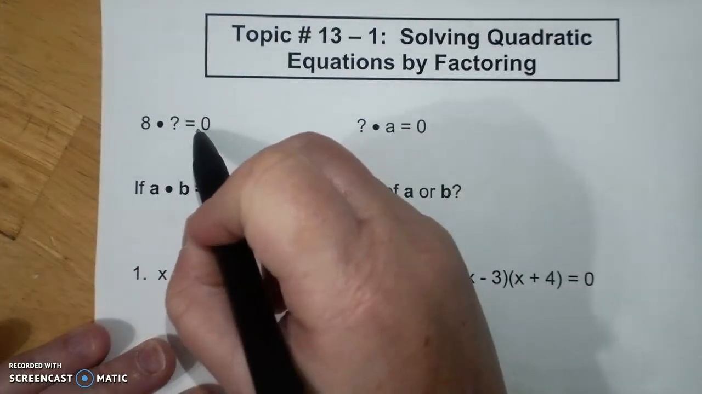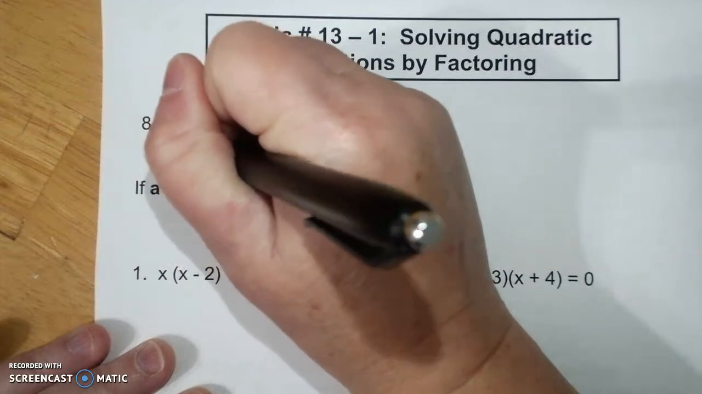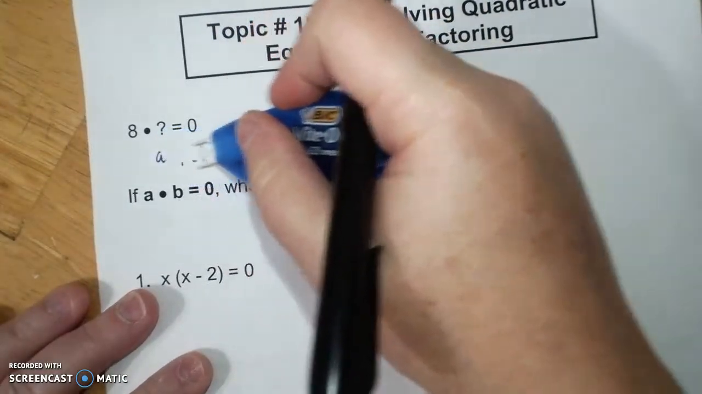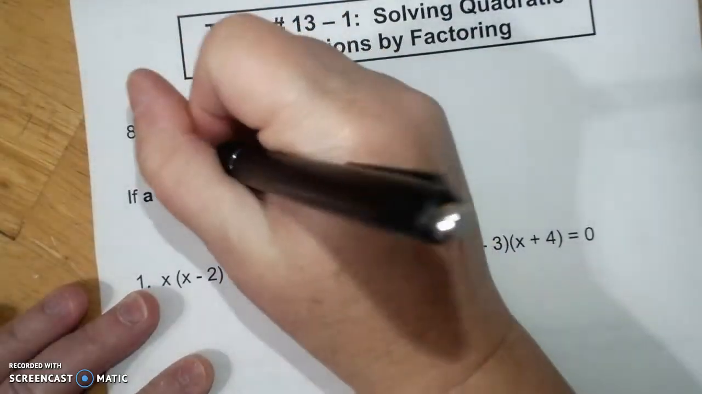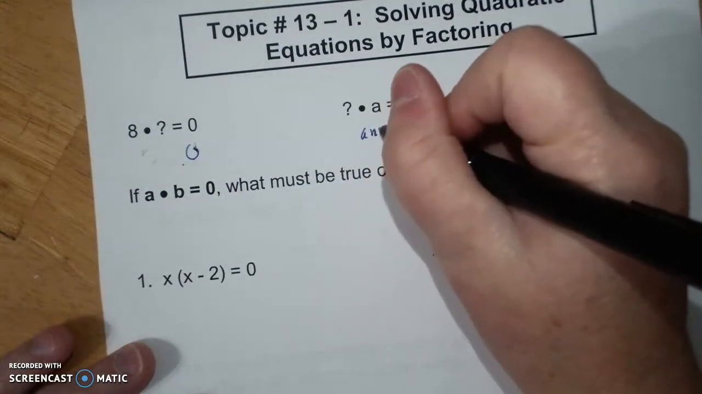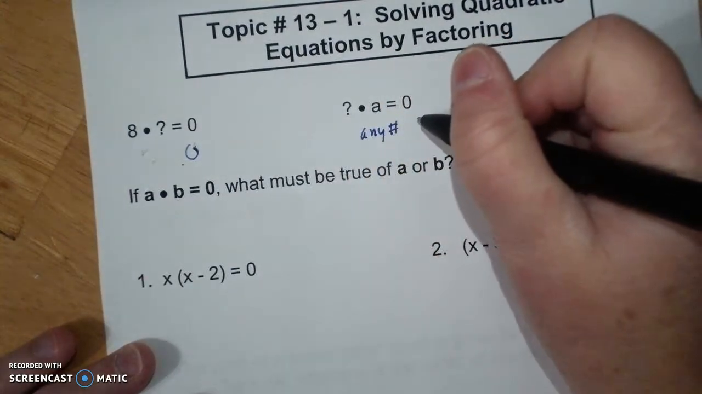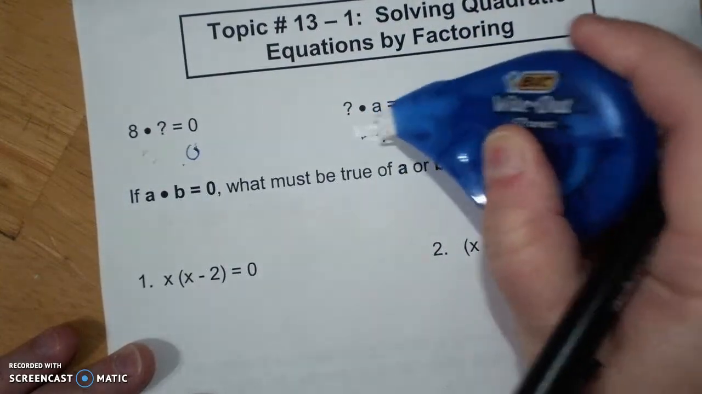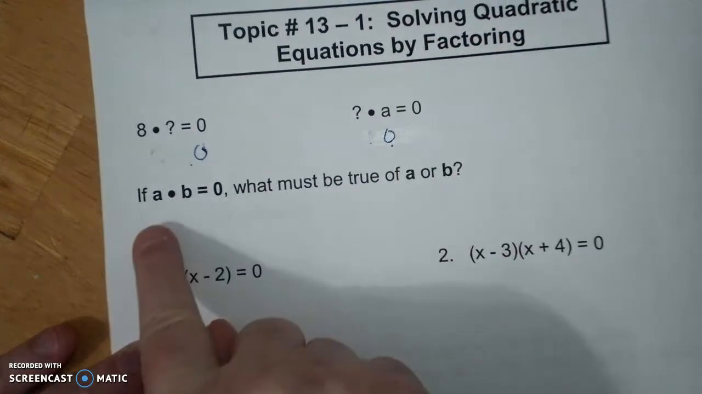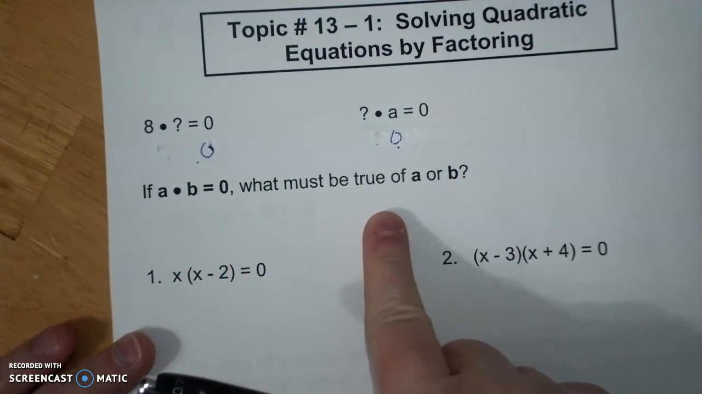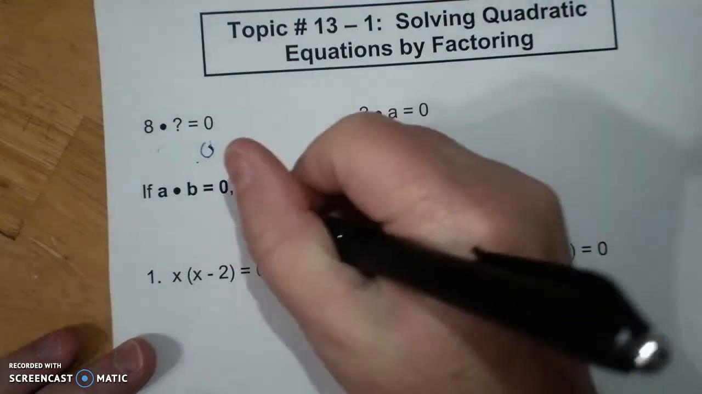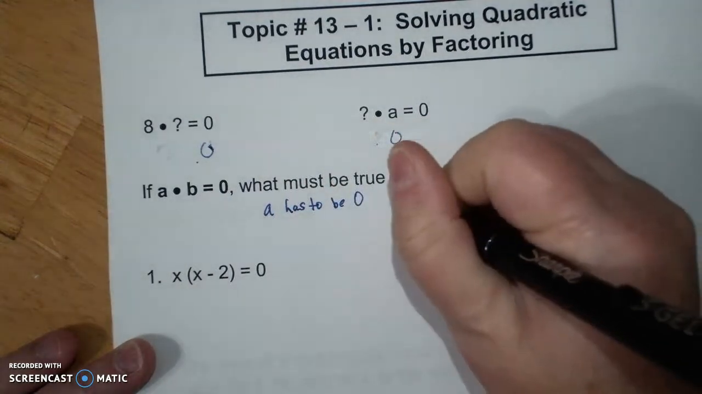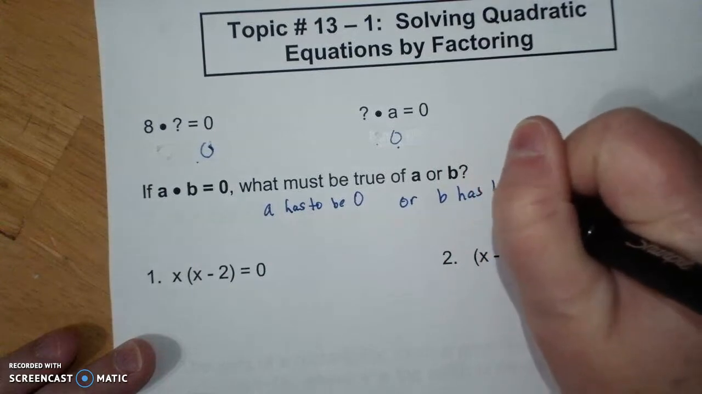So 8 times what equals 0? 8 times 0. Sorry, I got these backwards. 8 times 0 equals 0, and 0 times any number equals 0. So if A times B equals 0, what must be true for A or B? A has to be 0, or B has to be 0.